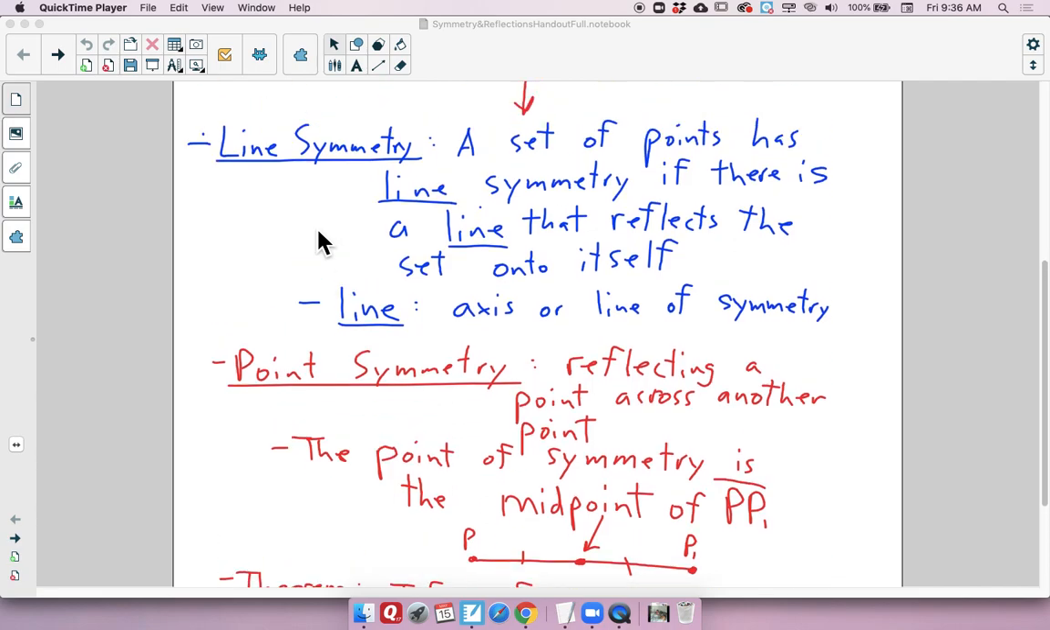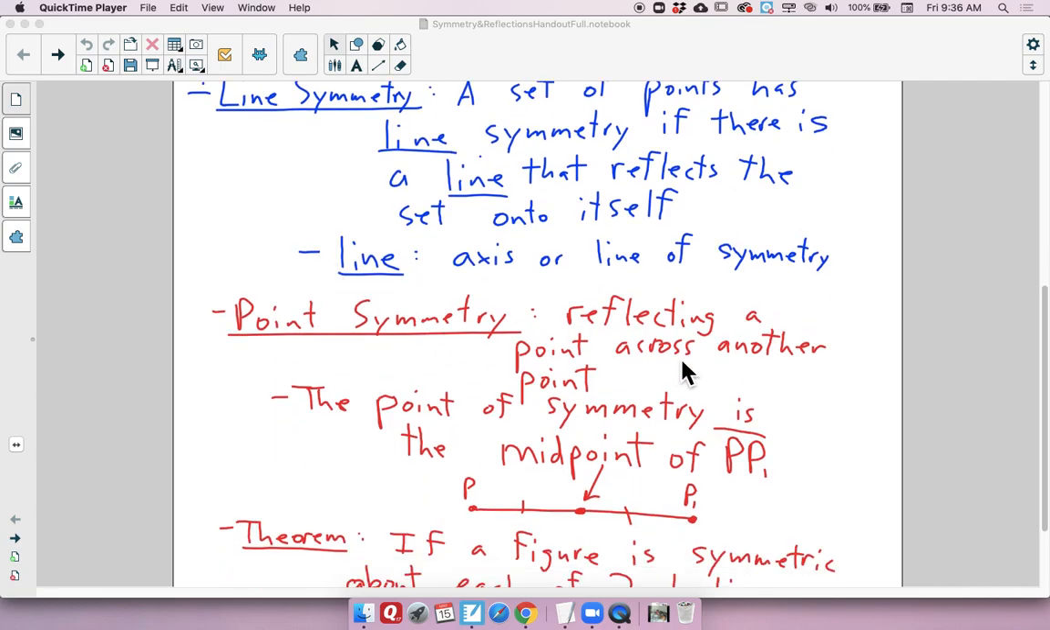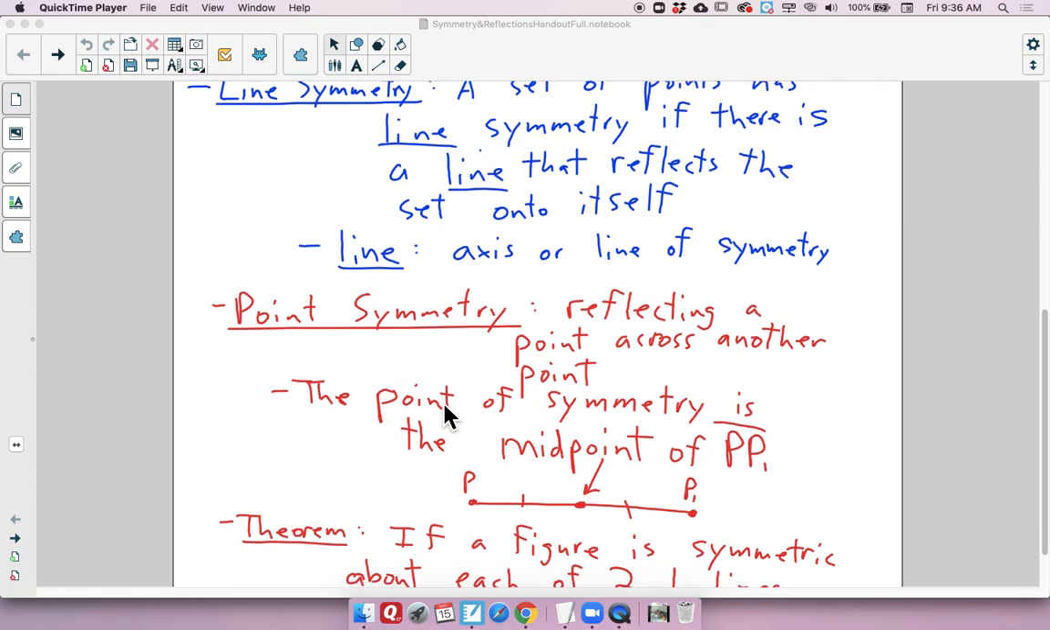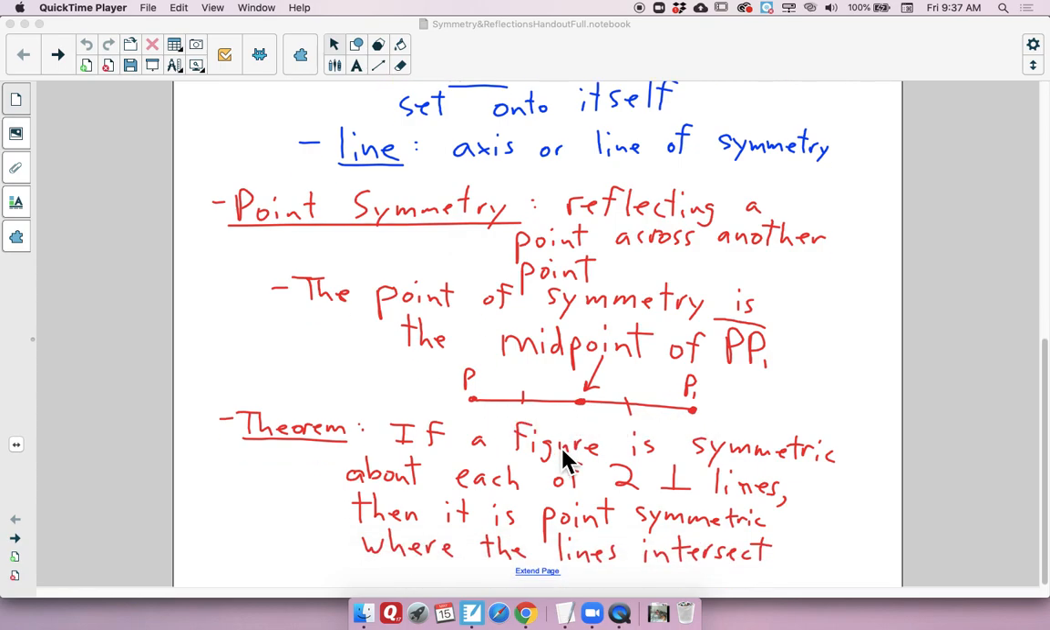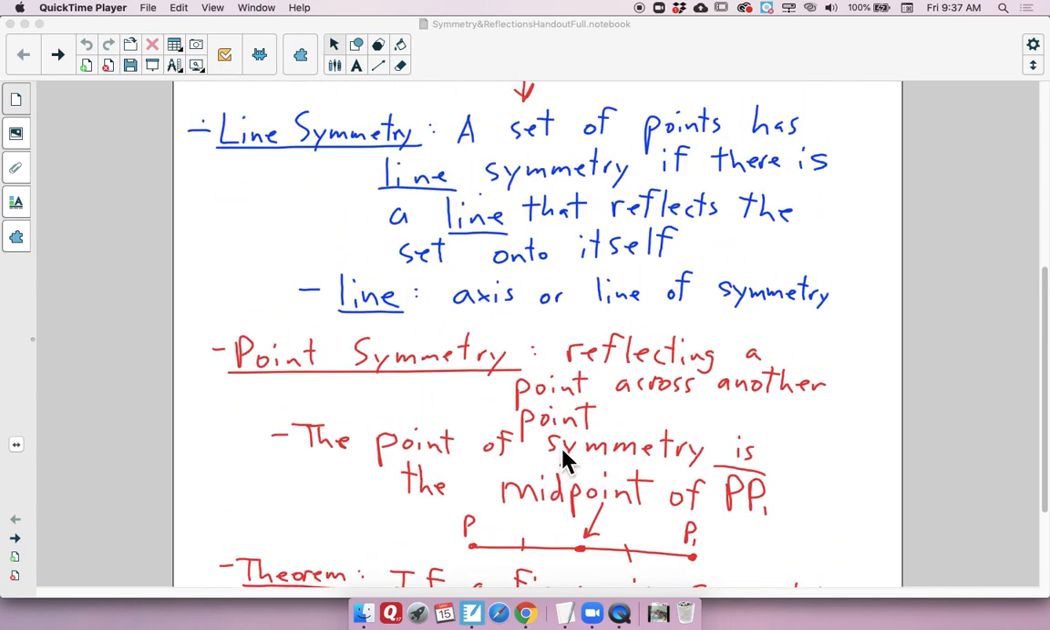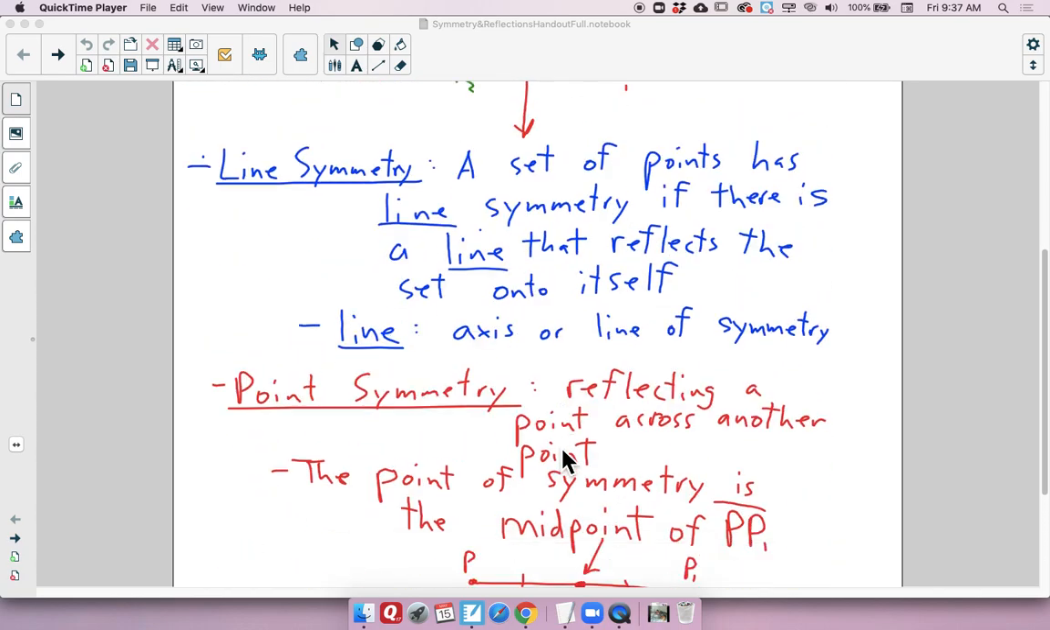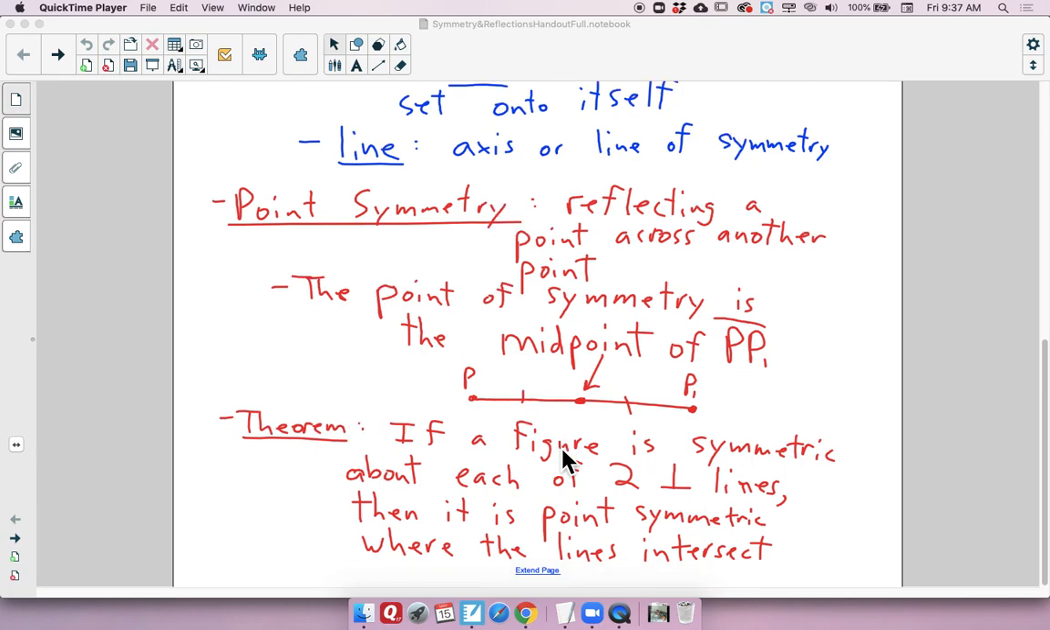Okay. We then have something called point symmetry, and that's reflecting a point across another point. So the point of symmetry is the midpoint of P prime, right? So the midpoint is between them, right? It's right halfway in between them, okay? So those are the different types. So line symmetry, point symmetry, and we've talked about kind of what a reflection is.